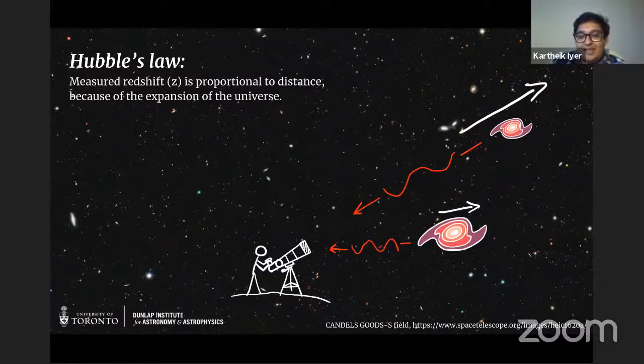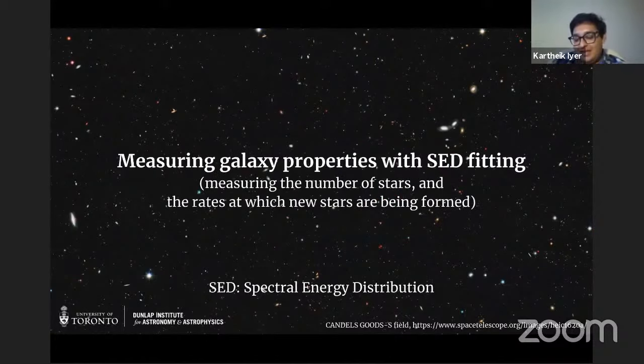So this is how we answer question one, which is how far away is a galaxy. We look at light from the galaxy, we figure out how much it has been redshifted, and that directly gives us an estimate of how far away the galaxy is. And again, it's not as if galaxies are actually moving away from us. It just seems that way because the universe is expanding. So we have answered question one.